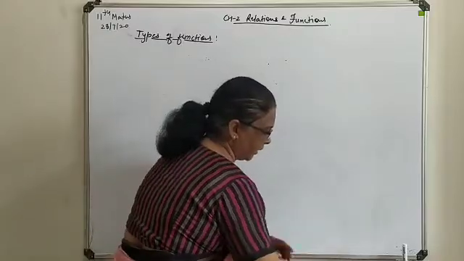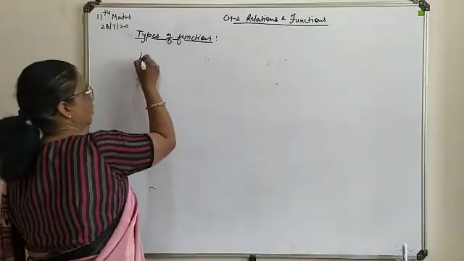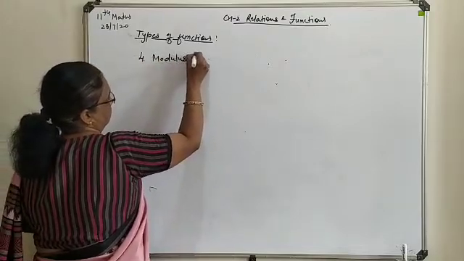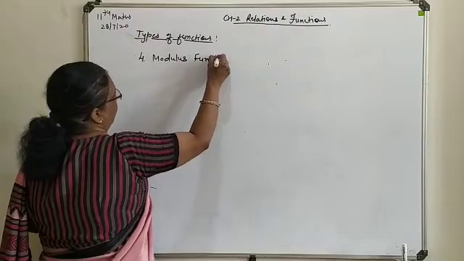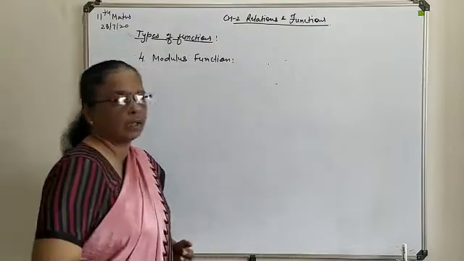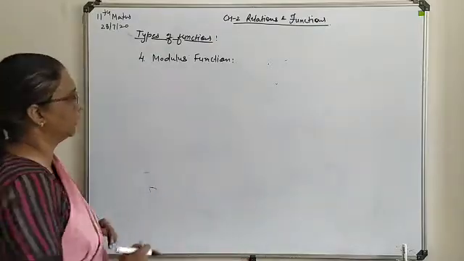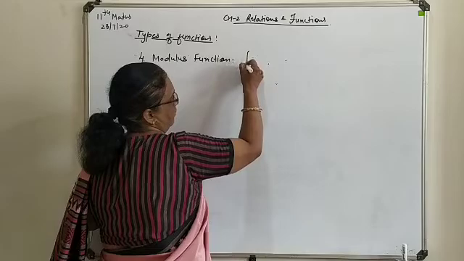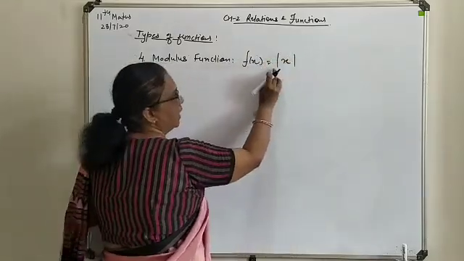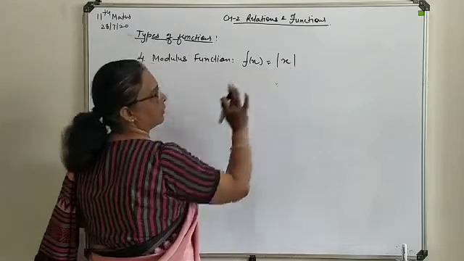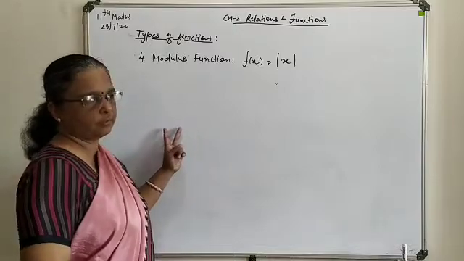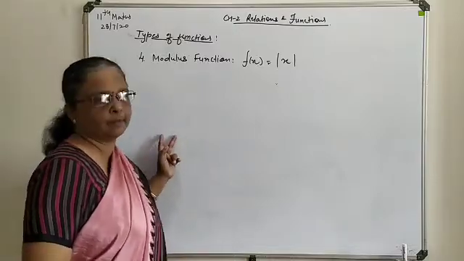Now our next topic is the modulus function. First you try to understand what the meaning of the modulus function is and how it is to be represented on a graph. Normally the modulus function is represented this way: inside the standing lines, whatever function you are going to write or evaluate is written inside these two lines. So you can say this is one type of bracket.